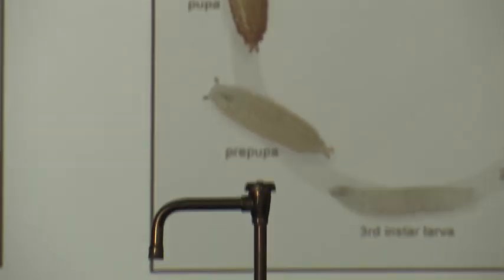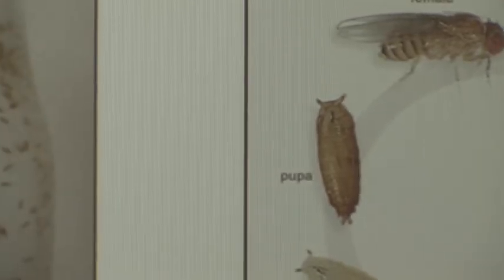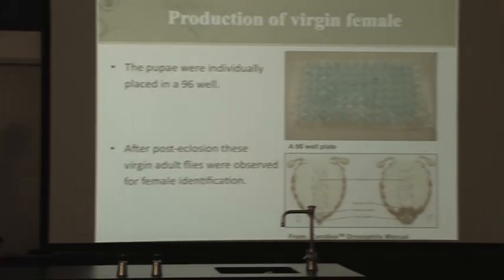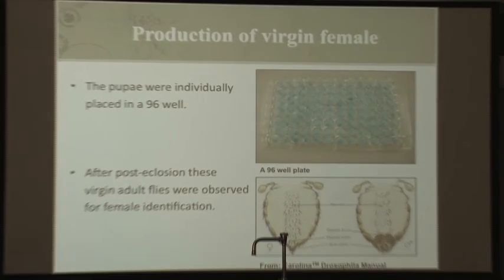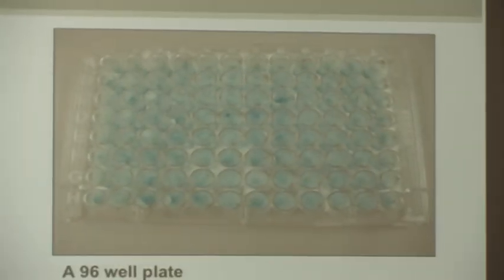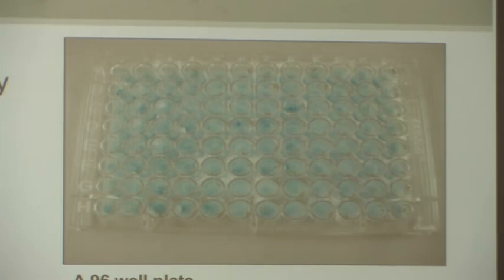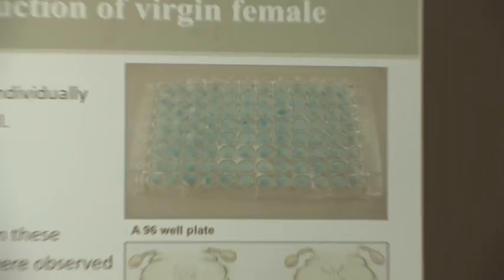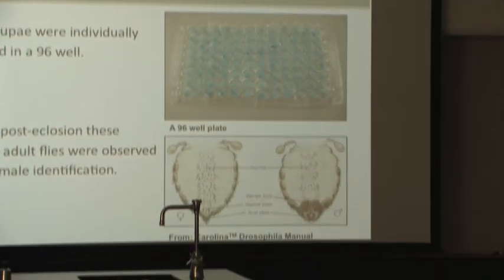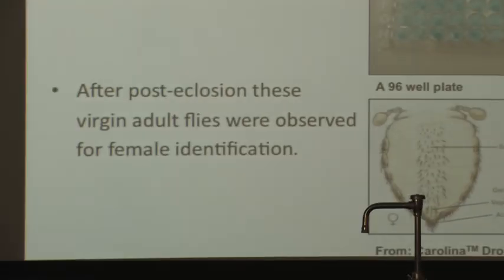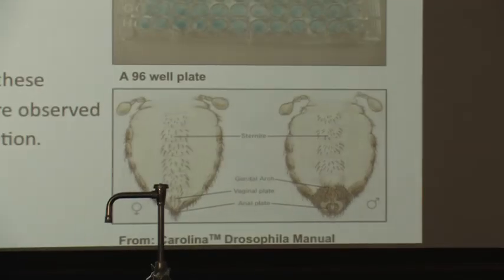In order to get the pupae, after 8 days of oviposition, the pupae on the wall of the bottle will be collected using forceps. The pupae will be collected individually into a 96-well plate, with each well holding one pupa. After collecting each one, we will cover the plate with plastic web to avoid escape. After eclosion, the virgin females will be observed for female identification.